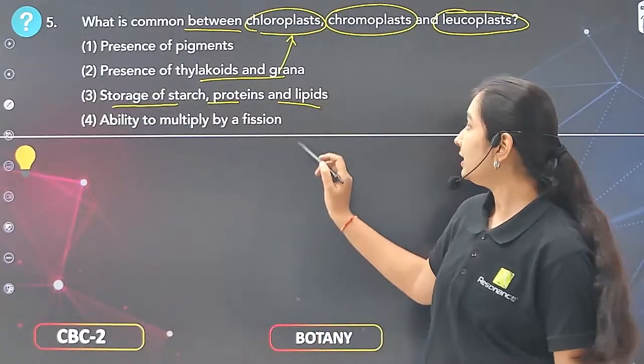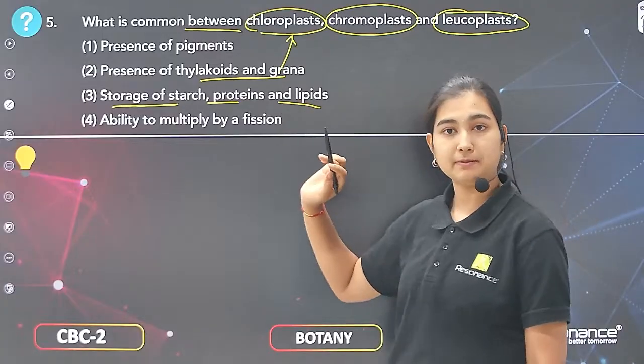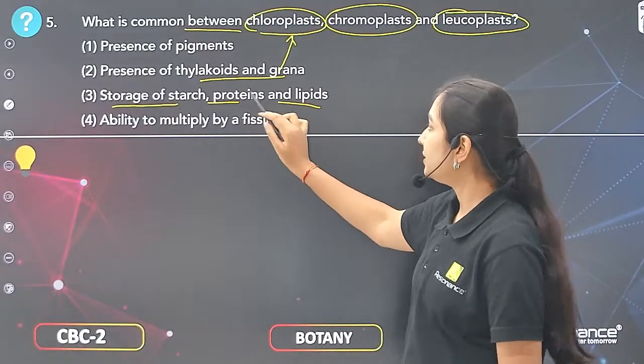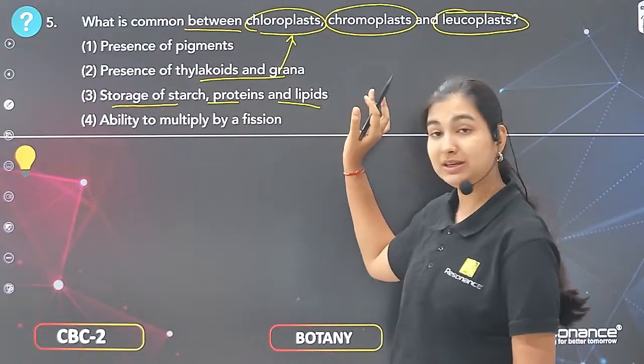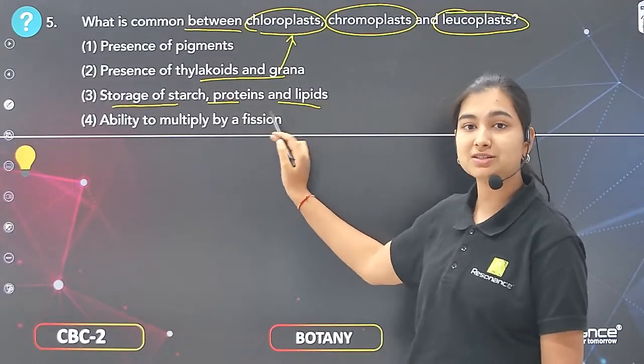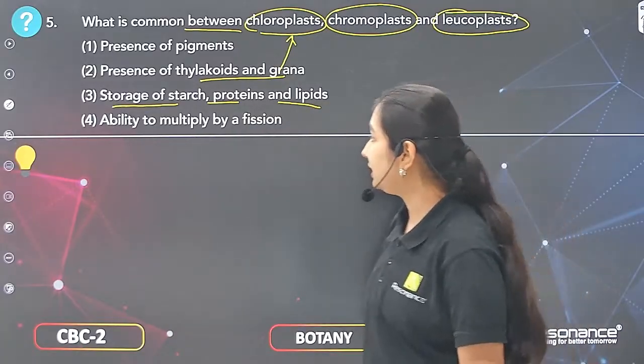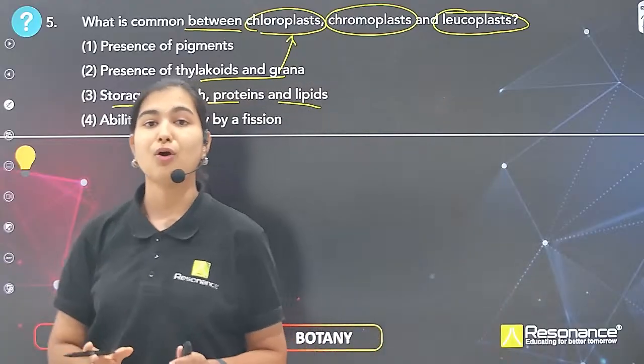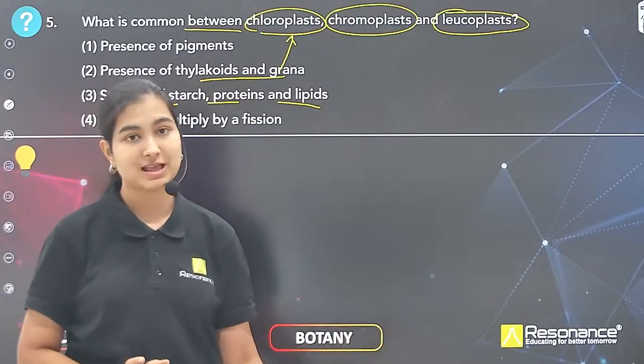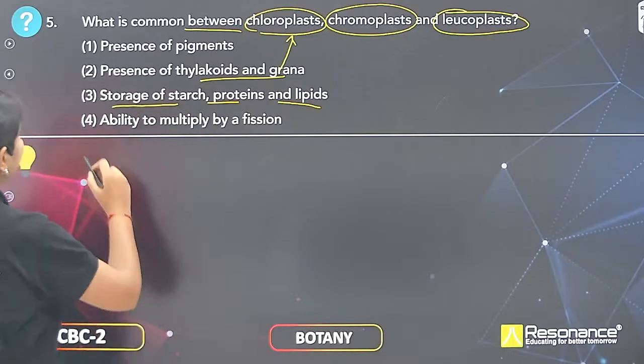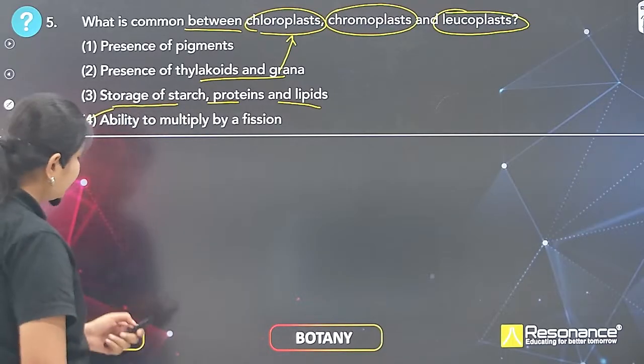See, but here I can say presence of the pigments, fine. Okay. Next, the presence of thylakoids in grana, it's only like few, and presence of starch, lipids, and the protein. Now, what exactly is the common in three of them? What exactly is the common? That they have the ability to multiply by fission.